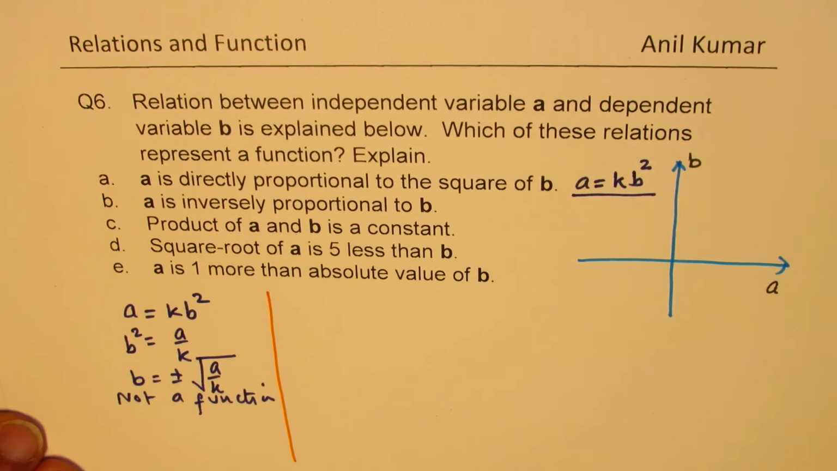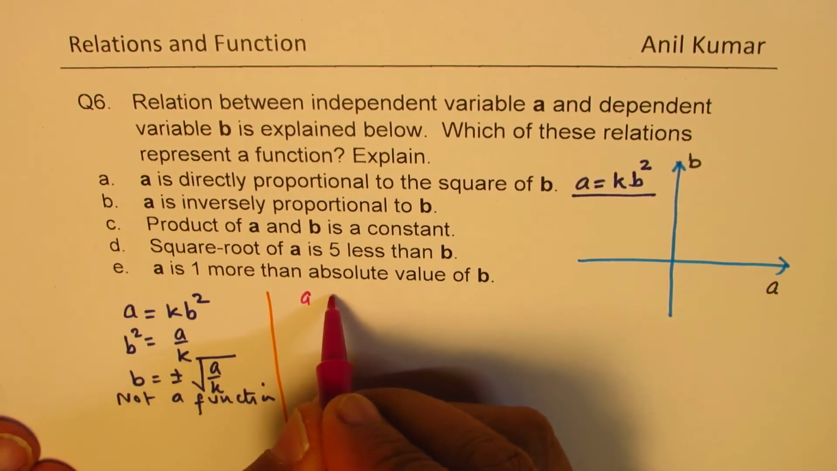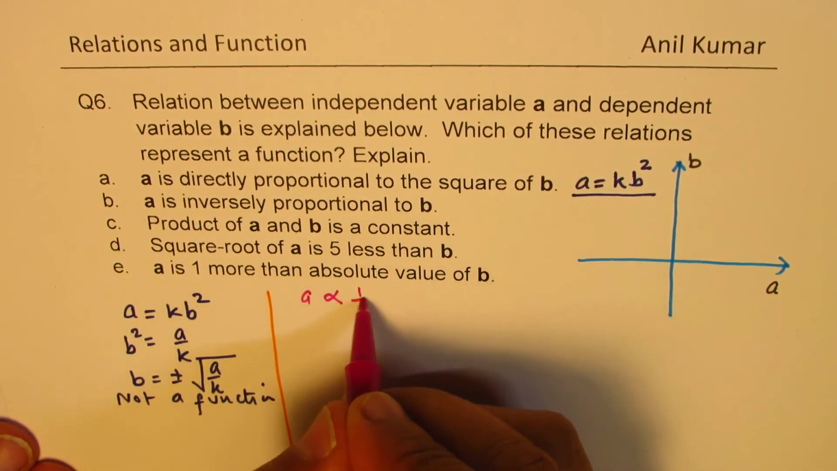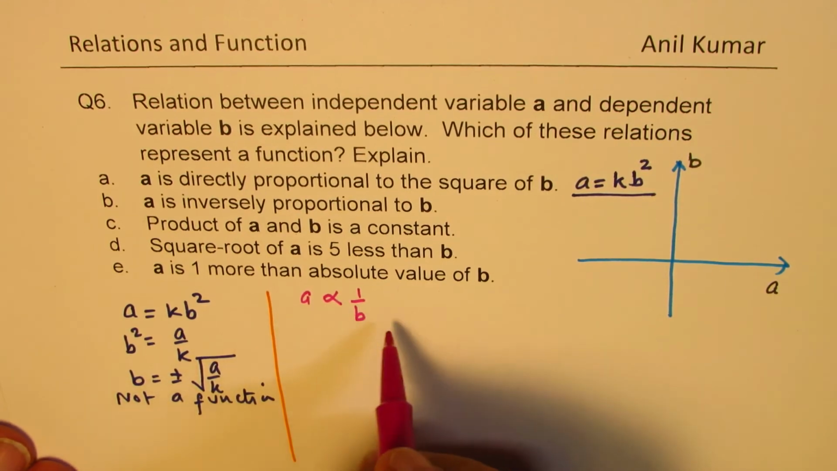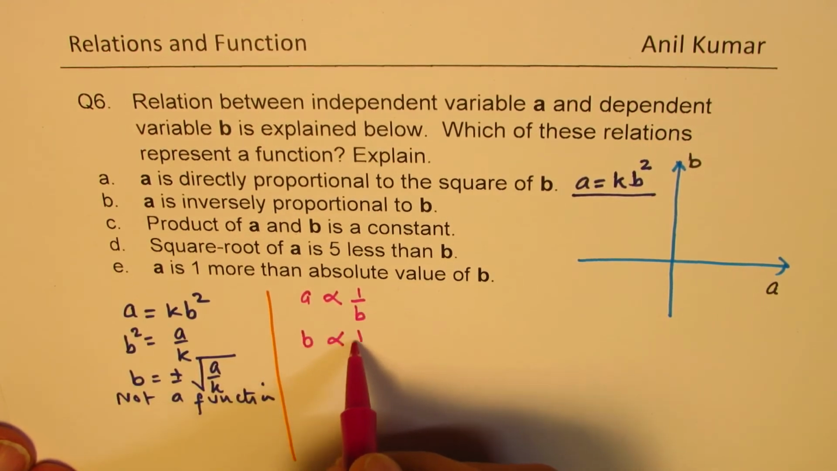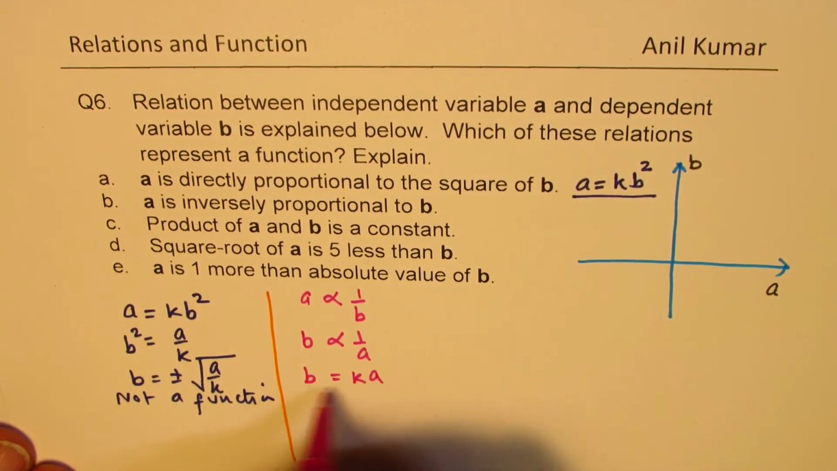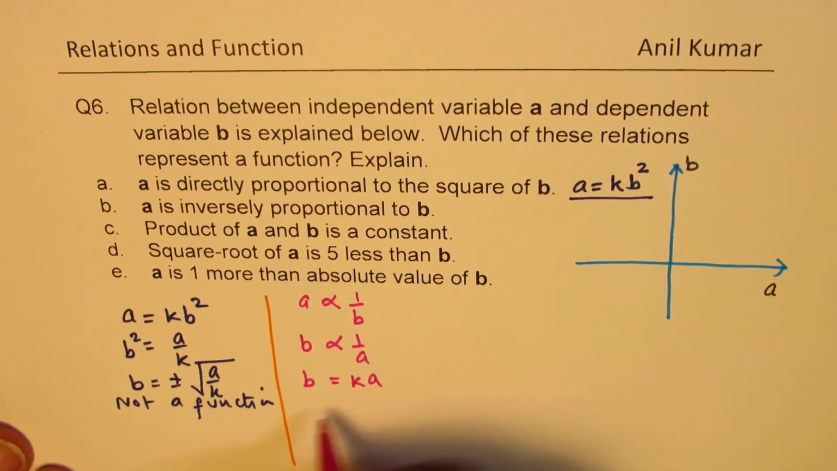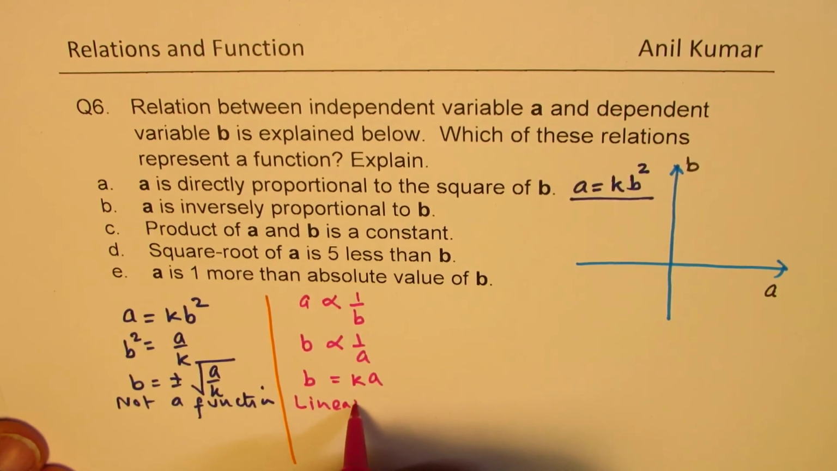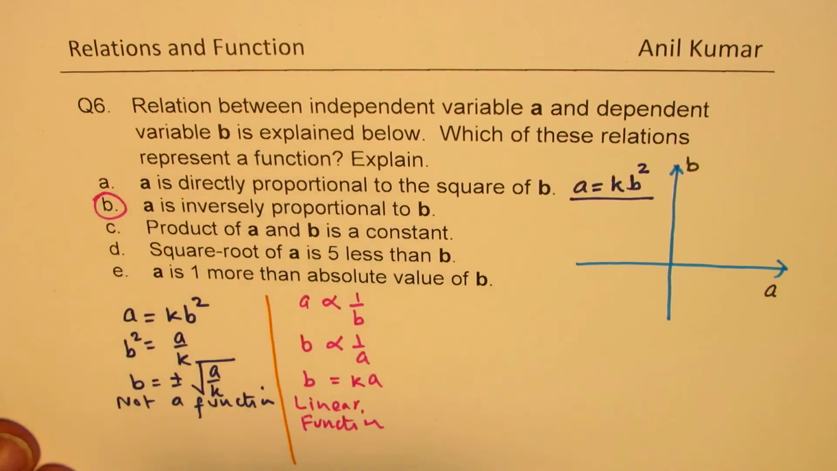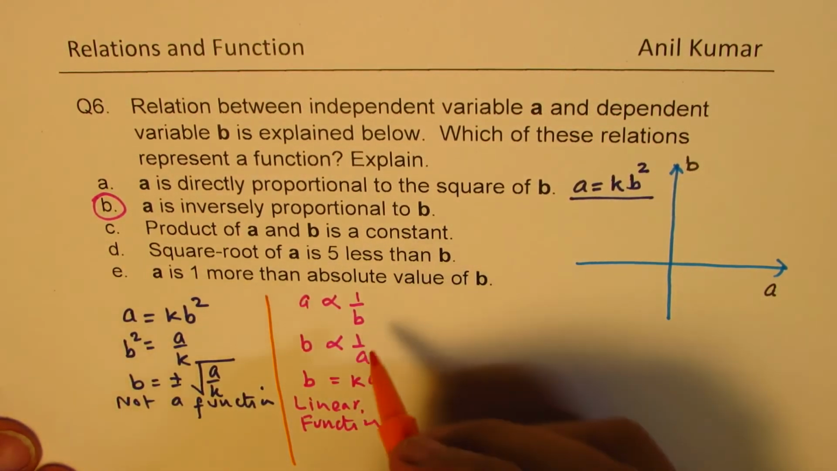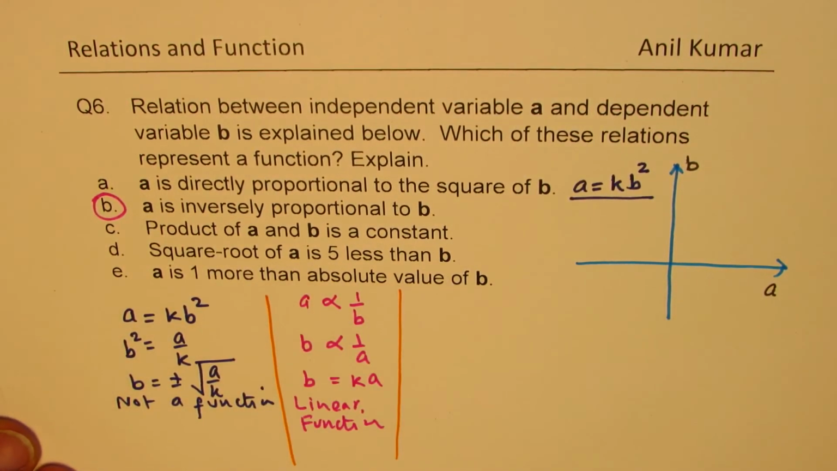Next one. A is inversely proportional to B. That means we write like this, or you can say B is equal to some constant K times A. Well, that's a linear function. So we'll mark this as our function. Is that clear to you? So likewise, you can do the others.